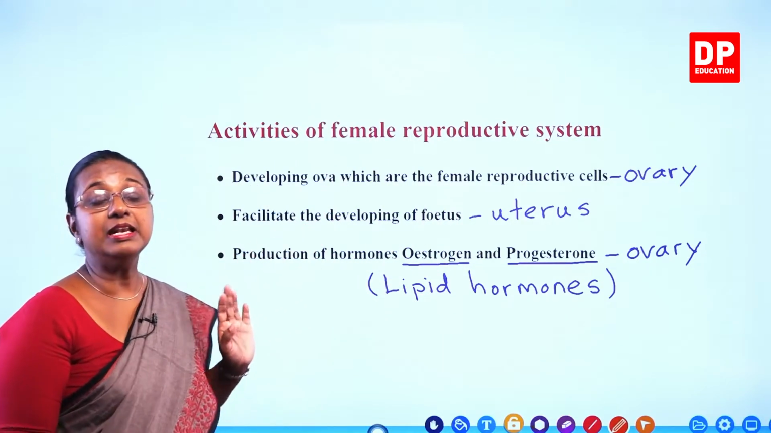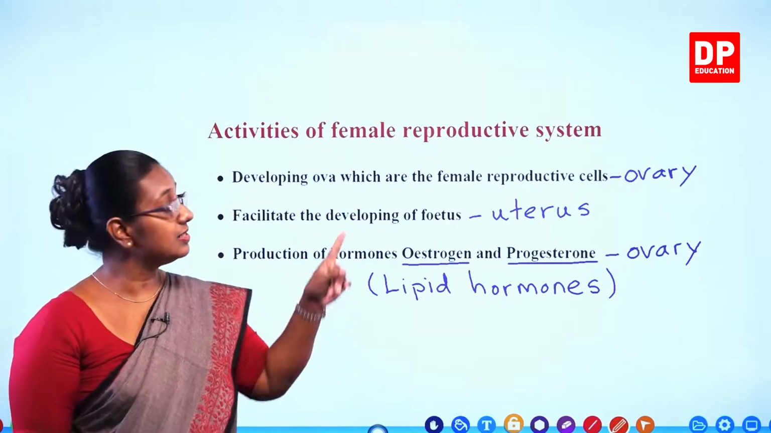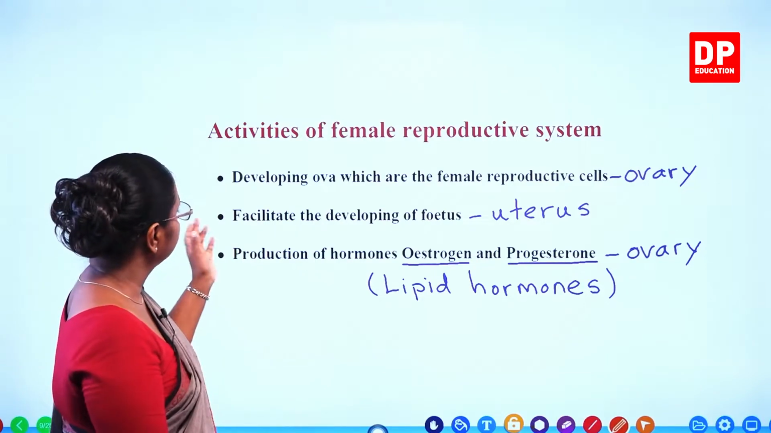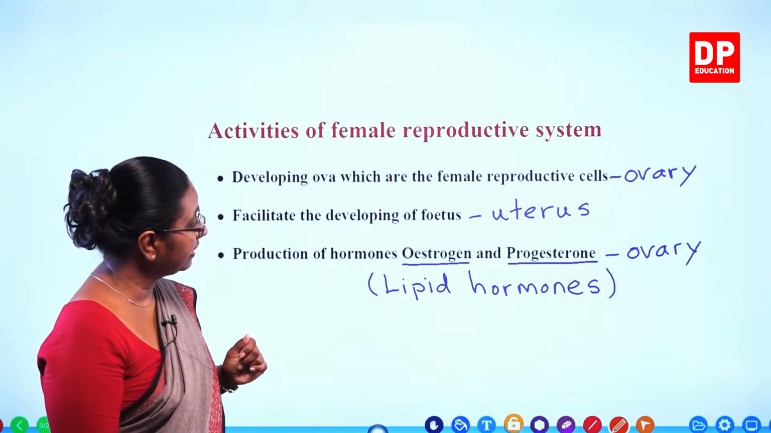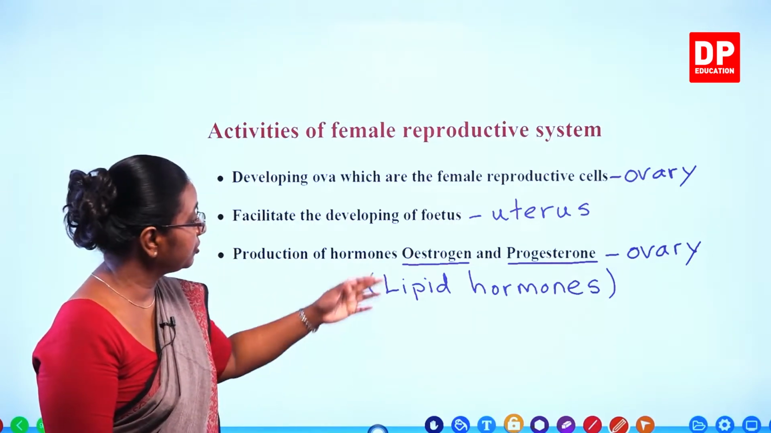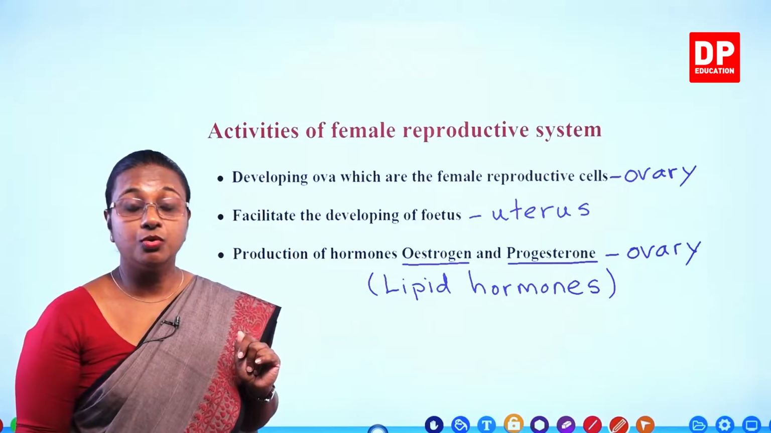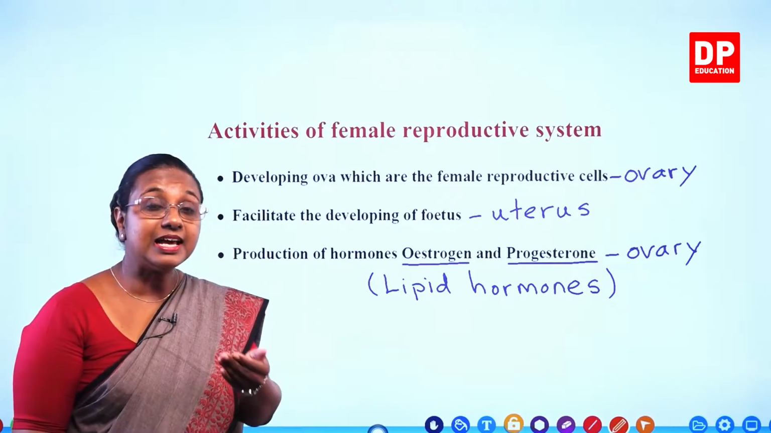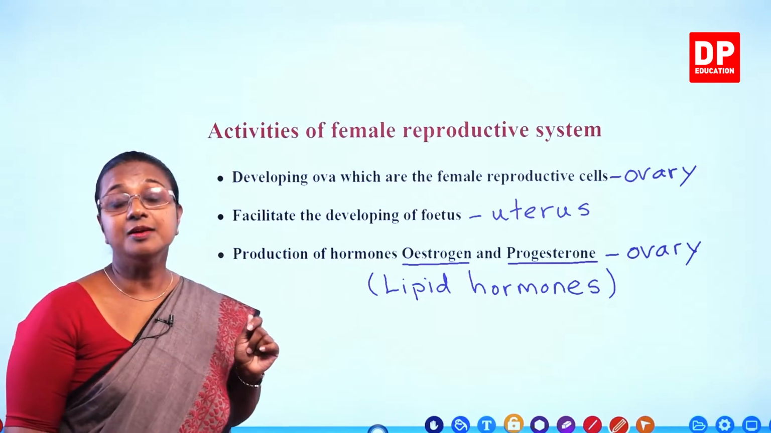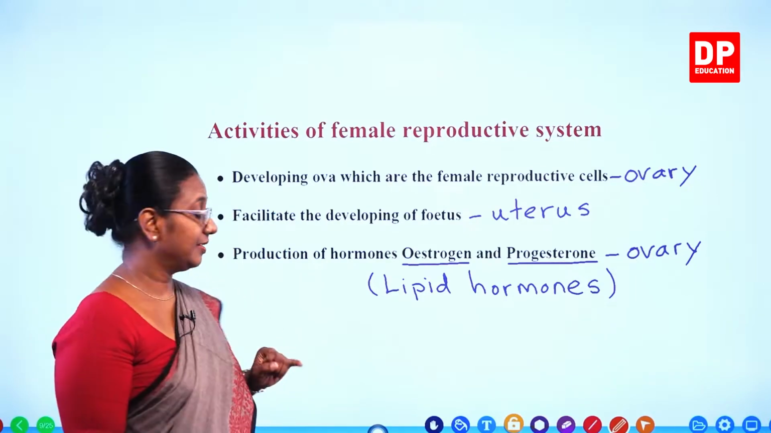So, three main functions. Developing ova, which are the female reproductive cells, occurs inside the ovaries. Then facilitating the development of the fetus occurs inside the uterus, and production of hormones, estrogen and progesterone, again takes place inside the ovaries, or the ovaries act as glands that produce these hormones. So, with that, I will move on to the next slide.